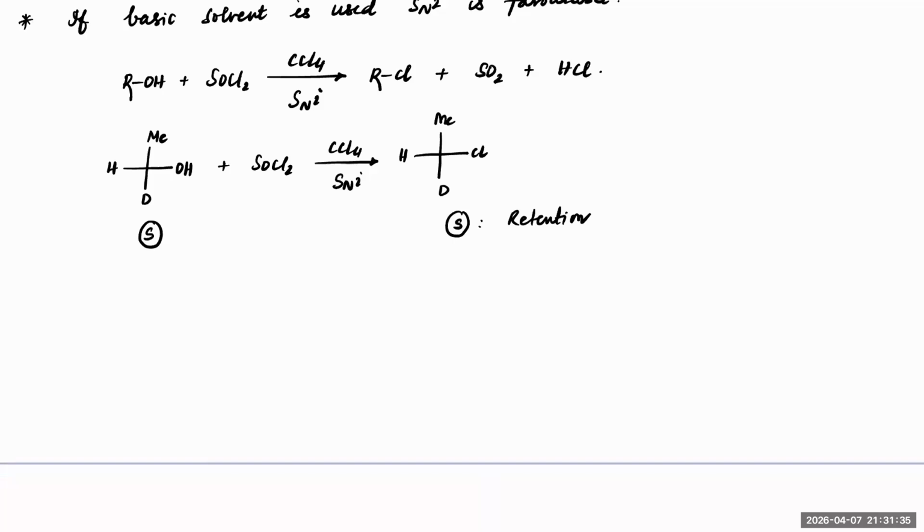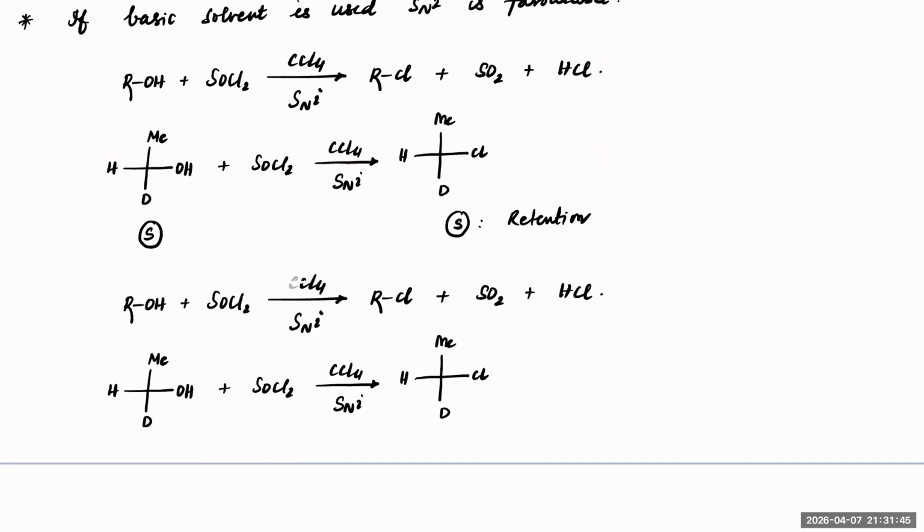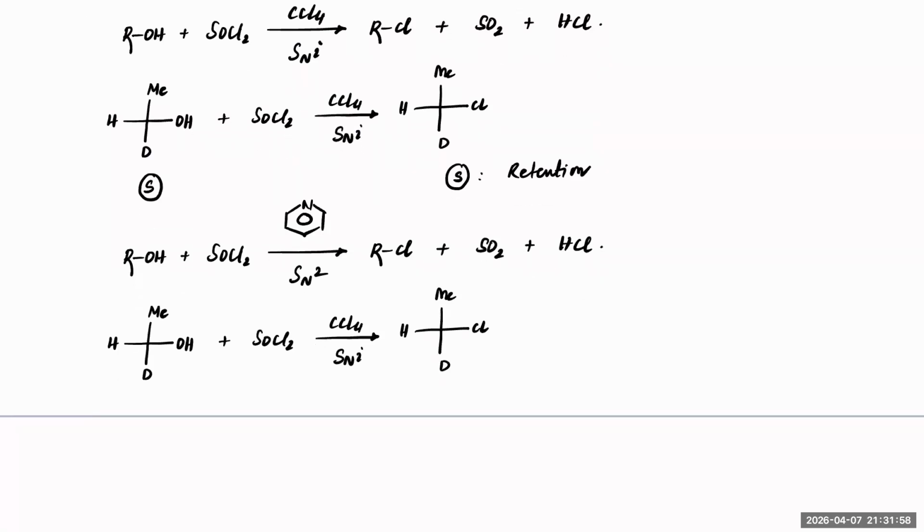But the minute we use it in a basic medium, let's say we take pyridine here instead of CCl4, then the mechanism goes via SN2, and you'll get RCl and pyridinium chloride, pyridinium plus and Cl minus.